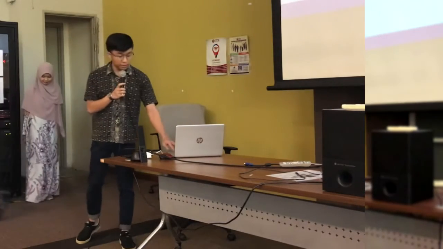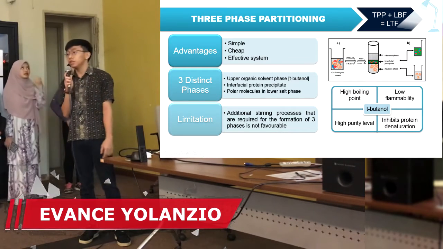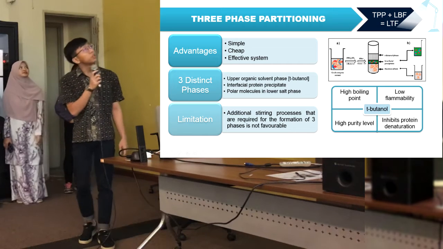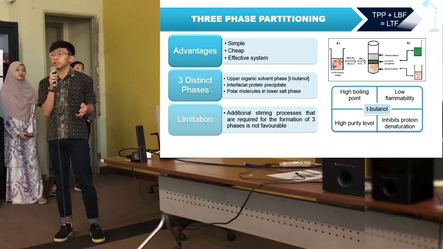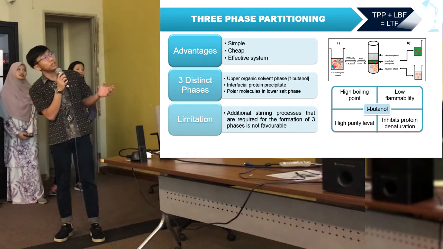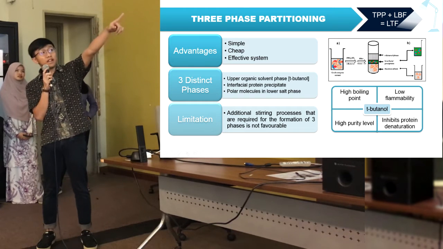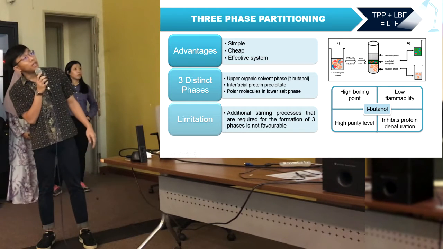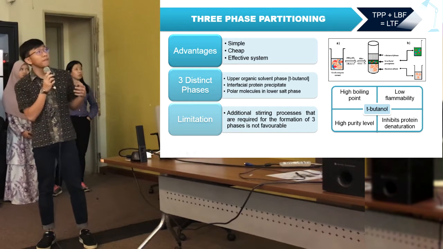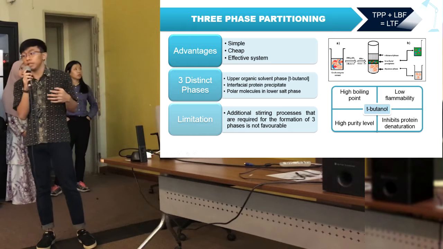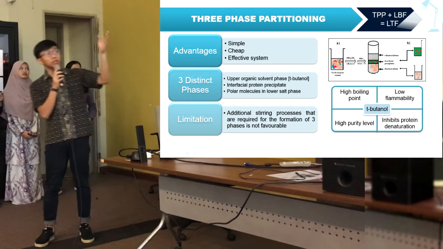Good morning everyone, my name is Iman Josinel, and I would like to give an insight on TPP, which is known as three-phase partitioning. TPP is a simple, cheap and effective system that comprises 3 distinct phases: the upper organic solvent phase, as you can see in the diagram shown on the right side, which is t-butanol, and I will further explain why t-butanol is chosen. Next is the interfacial protein precipitate, which is the middle layer, and lastly the polar molecules in the lower salt phase, which is the bottom layer.